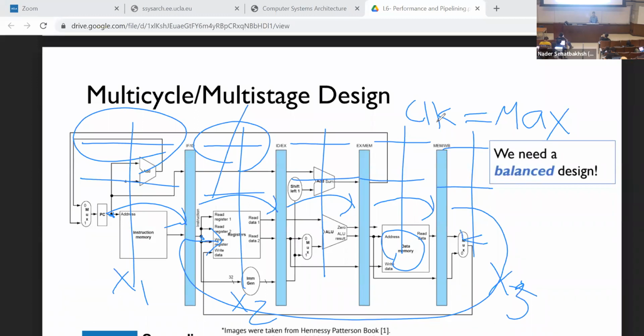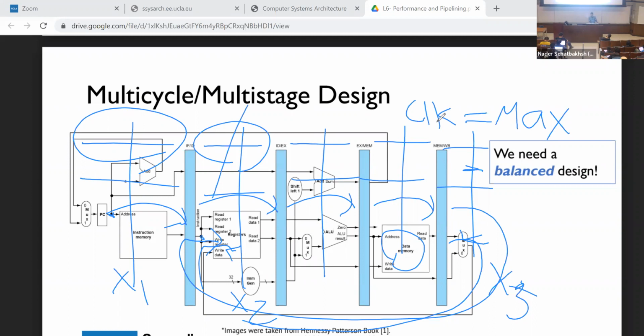So the question is that we think that this part is happening very, very quickly, so why are we doing this? The reason is that this part is much faster than the rest of them.